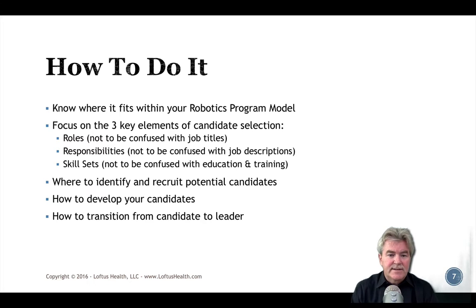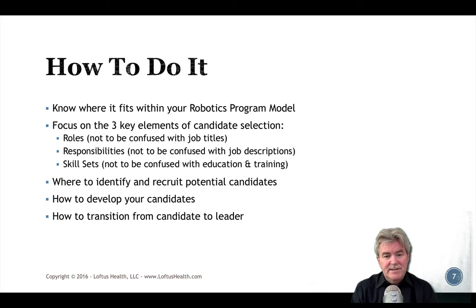We're also going to talk about the 3 key elements of candidate selection. We're going to go into roles, responsibilities, and skill sets. So roles, not to be confused with job titles, although they can be exactly the same. But you can have a person, say a physician leader of the robotics program, or you can have a medical director of the robotics program. Functionally in a role, they're exactly the same, but they may not necessarily have a title. And there's a lot of different reasons why that may be, but just don't get the two confused. Remember, it's the role you want to focus on.